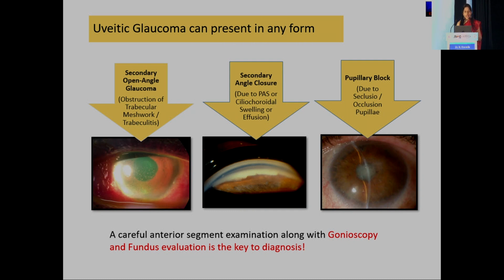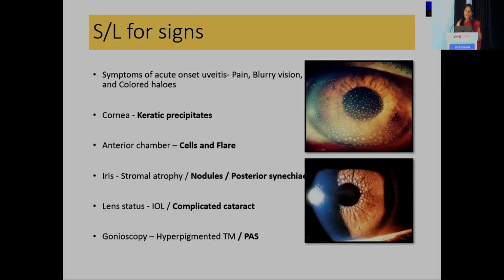So key is to examine the anterior chamber carefully and also do a gonioscopy to understand the nature of the angle closure that you're dealing with. Importantly, you can also pick up other associated signs of uveitis when you carefully examine with the slit lamp. Look for KPs, cells and flare, nodules, posterior synechiae, complicated cataract, and PAS.